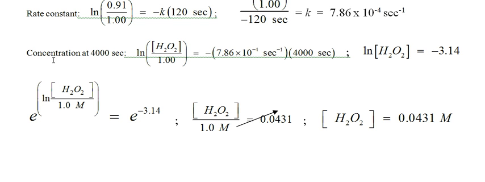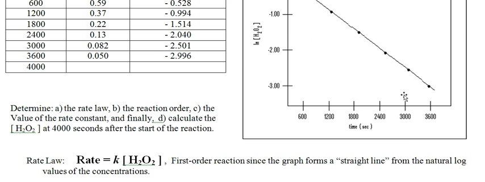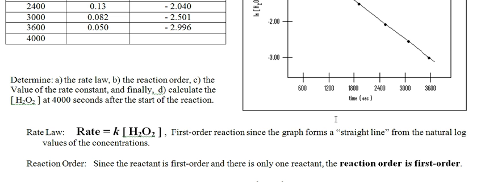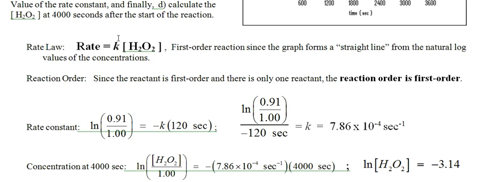So if I take the anti-natural log of the natural log function, it gets rid of that. So now we do that to both sides. If I take the anti-natural log of negative 3.14, I come up with this number right here, 0.0431. And what's nice about that is we now have gotten rid of the natural log function. We're left with the hydrogen peroxide, and we have a concentration of 0.0431 molar. Now again, checking for whether or not that's a reasonable answer. The concentration should decrease, and yes, 0.0431 is a reasonable answer there.